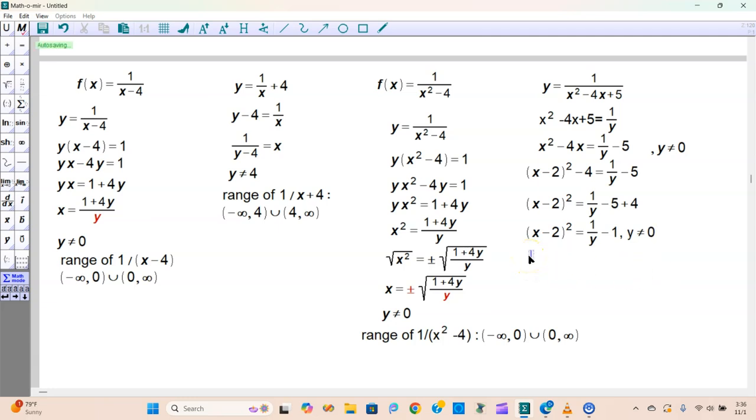Then you take the square root, move the 2 over, so x equals the root, with a plus or minus, of 1 over y minus 1, with a plus 2 at the end. Whether it's a plus or minus is not what we were focusing on, but again, what matters is that y is not equal to 0. You see that the entire time. So that means the range of the original 1 over x squared minus 4x plus 5 is, again, negative infinity to 0, and then 0 through positive infinity.